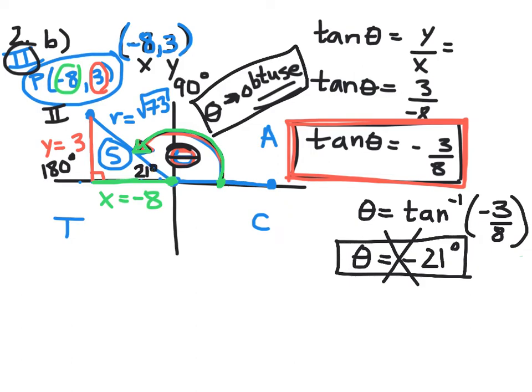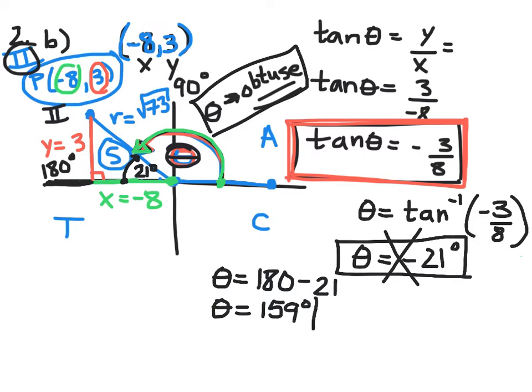That's what it's telling us. It's saying from the x-axis here, go back by 21 degrees. So in order to fix this answer, I know that up to here is 180, so I'm going to take 180 and go backwards by 21. I'm going to subtract 21, and that's where I will get my answer of 159 degrees. So 159 degrees is actually my answer.